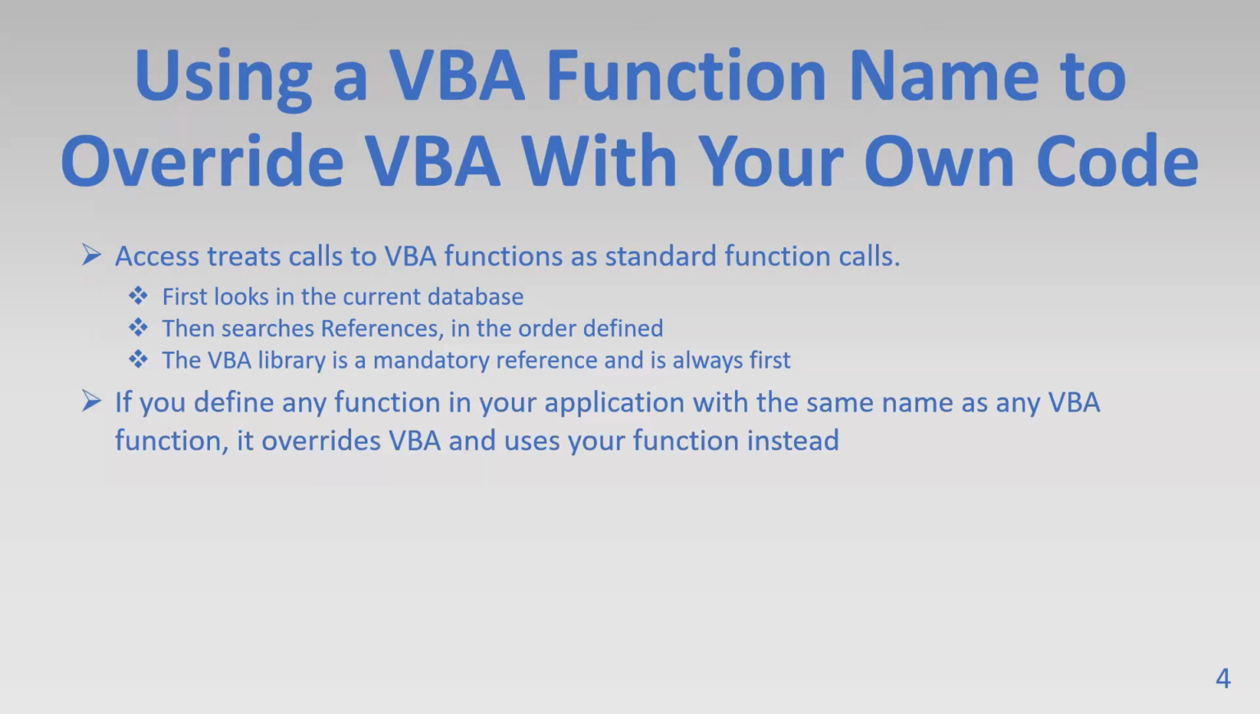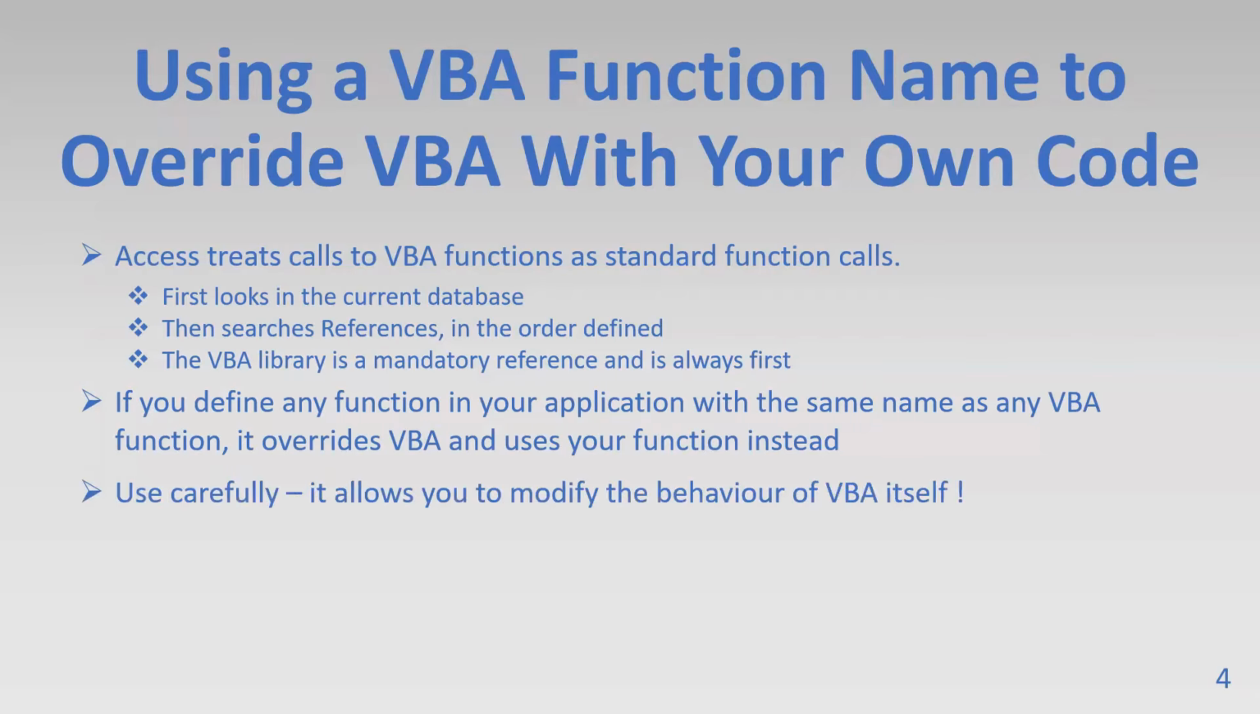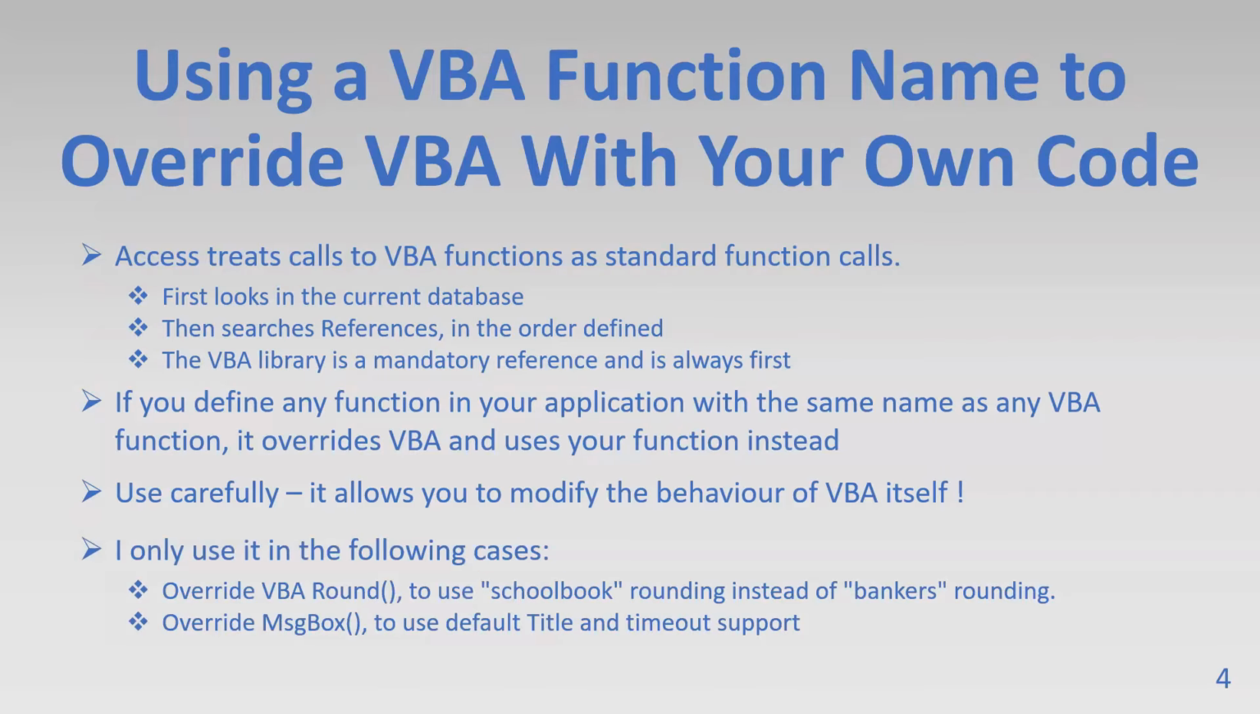So if you define a function in your own application that's got the same name as a VBA function, it overrides it. And the application will use your function instead of the standard Access one. You have to use this very carefully because you're actually changing the behavior of VBA itself. It even changes what happens to queries. So if you call a query that uses an Access function and you replace it with your own function, then your replacement function replaces it. Now that's a very, very powerful technique. I've used it widely for many years for two purposes, and only two, because I don't want to overdo it.